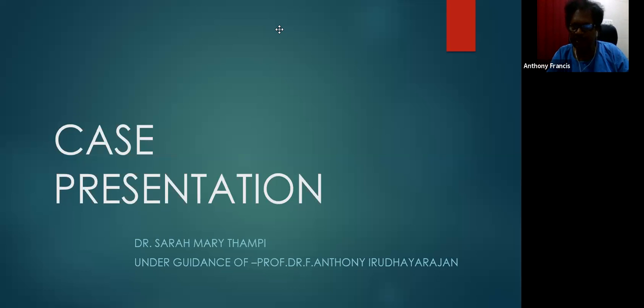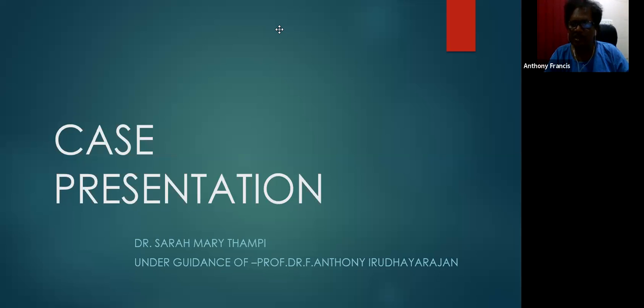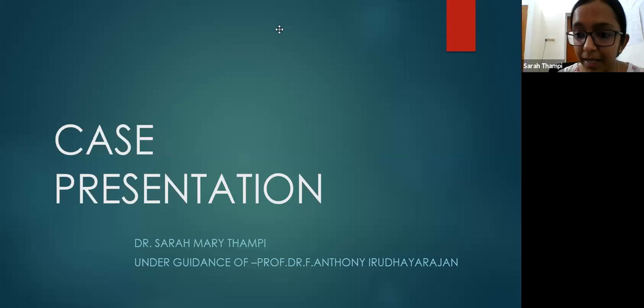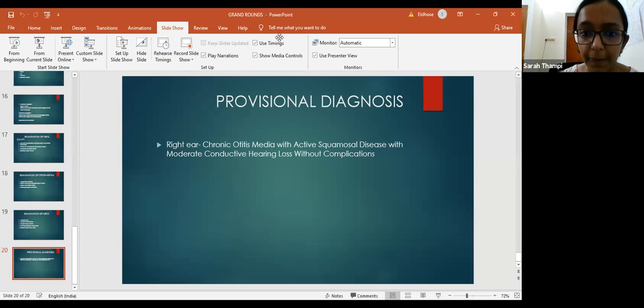So we start from where we left yesterday, right? Yeah, we finished with the diagnosis. Sarah, can you repeat the diagnosis again? Yes, sir. My diagnosis is right-sided chronic otitis media, with unsafe type of ear, with active squamous cell disease and moderate conductive hearing loss without complications, sir.